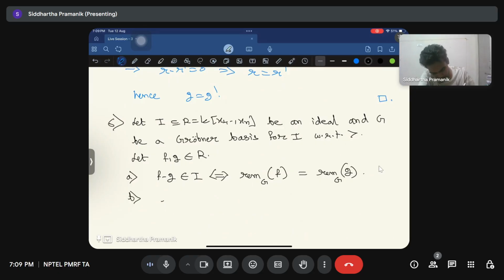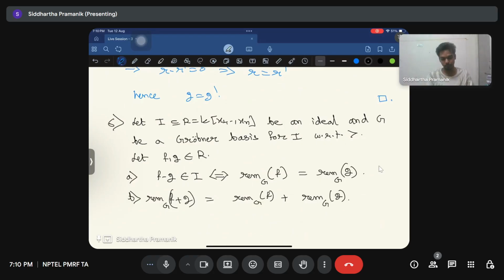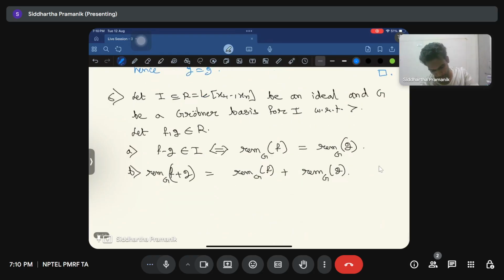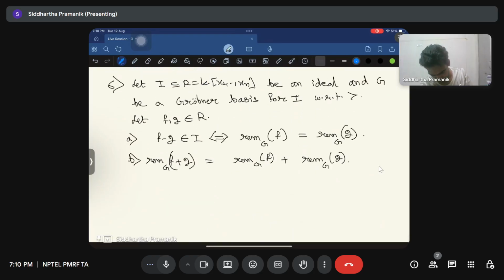Second is, if we take the sum f plus g, and if we take the remainder of this polynomial when divided by G, then this is the same as the remainder of f when divided by G plus the remainder of g when divided by G. So let's prove this. So first part.